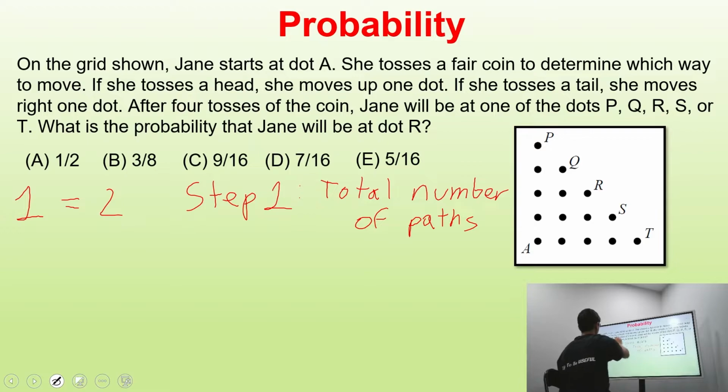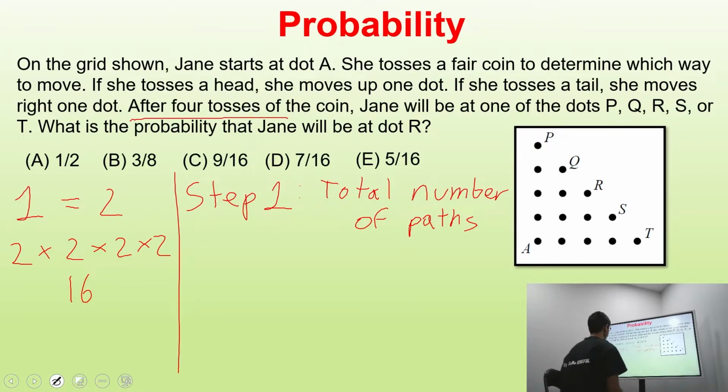Here it shows that she has 4 tosses of the coin. So if she has 4 tosses, we can just multiply 2 four times in order to get the total number of paths in this question. If we do 2 times 2 times 2 times 2, which is 4 times, because there are 4 times that we're going to be flipping the coin, we get 16. So 16 will be the total number of paths that we can take to each one of these letters from A. And even if you counted them, there are just 16 total possible paths.